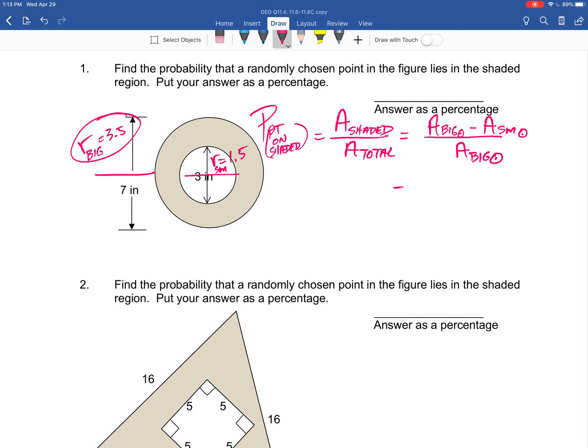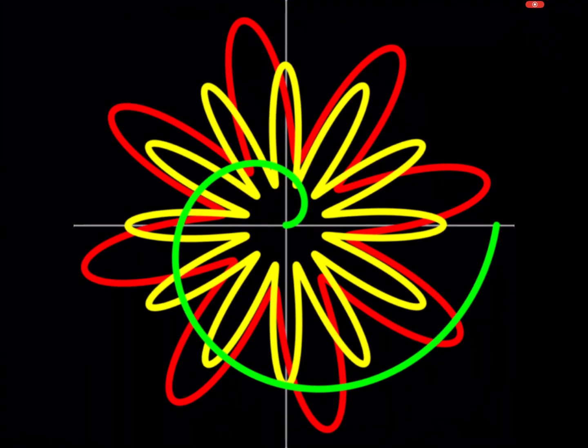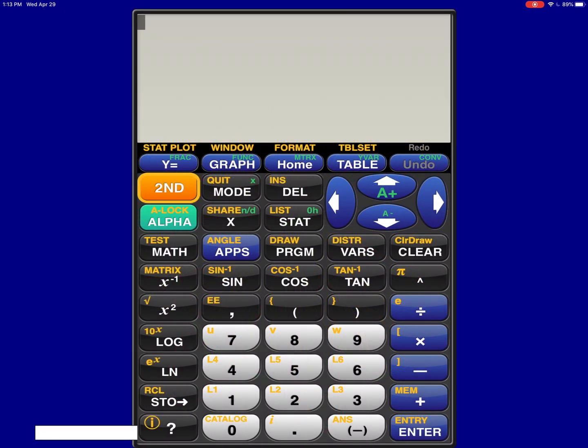Let's go ahead and start. Area of the big, pi r squared. Pi times 3.5 squared minus area of the small, pi times 1.5 squared, all over area of the big, pi times 3.5 squared. Okay, let's get some numbers here. Pi and 3.5 squared. We've got pi times 3.5 squared. There it is, pi r squared. Nice, 38.48.